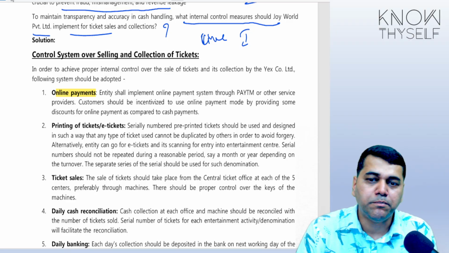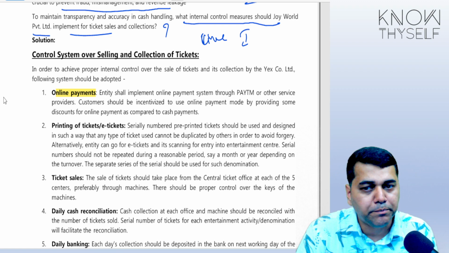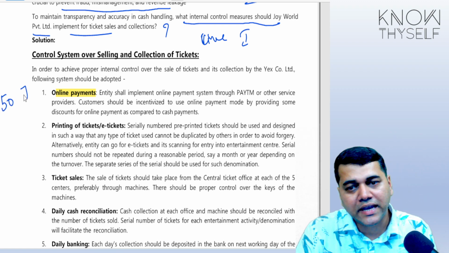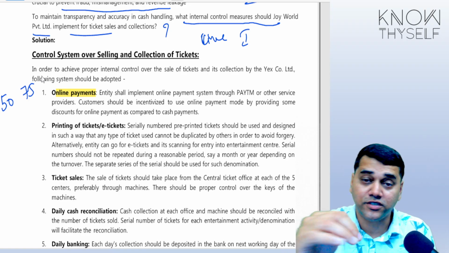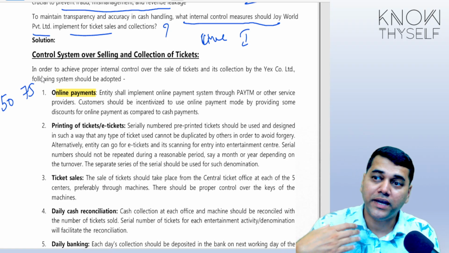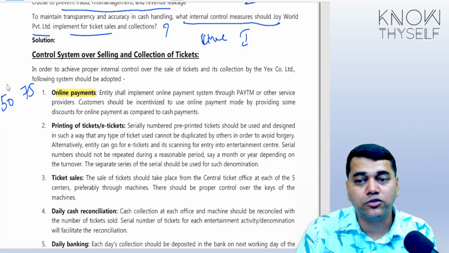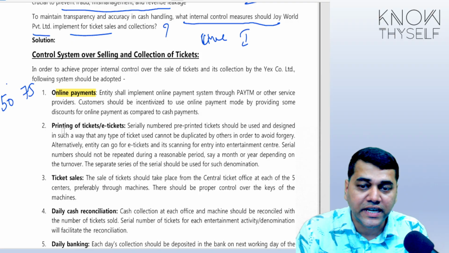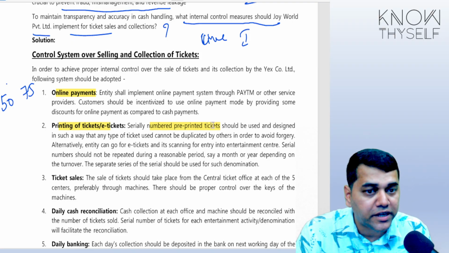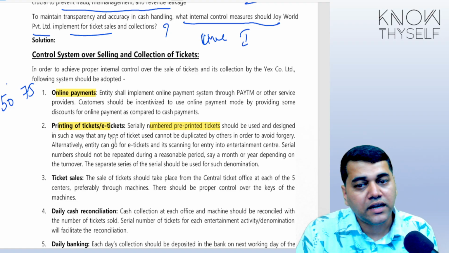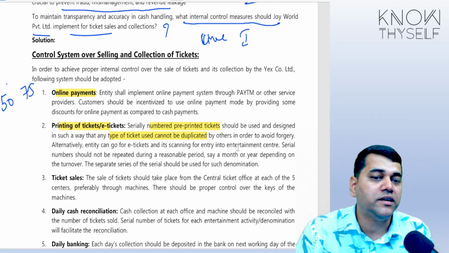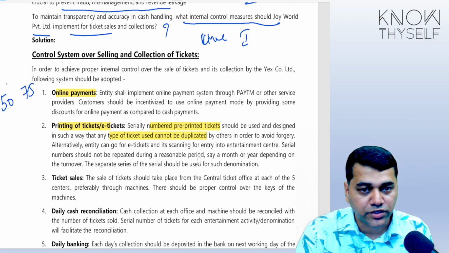That's why some places they say if you are paying by Paytm online, entry fee is 50. If you pay by cash, entry fee is 75. See, this is the system they bring, so that you make the people pay online, so that no cash misappropriation happens. Printing of tickets and e-tickets, like serially numbered pre-printed tickets, should be used, and in such a way that any type of ticket used cannot be duplicated, so that another person cannot use it.